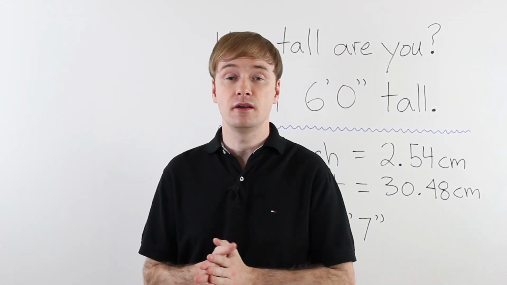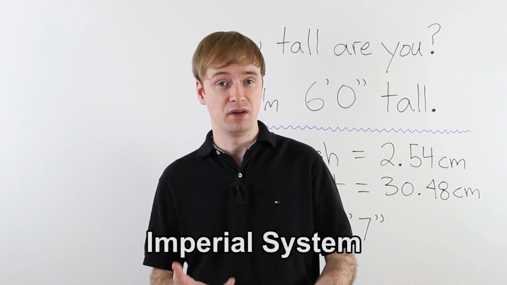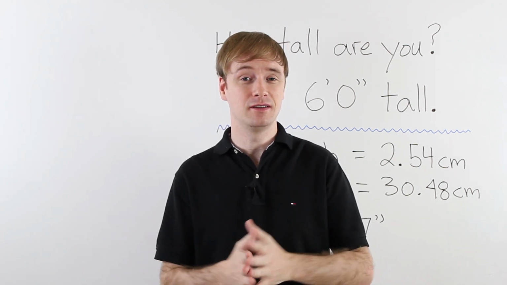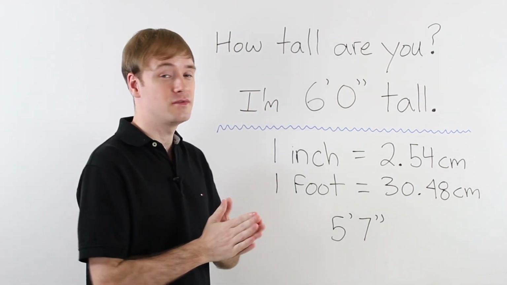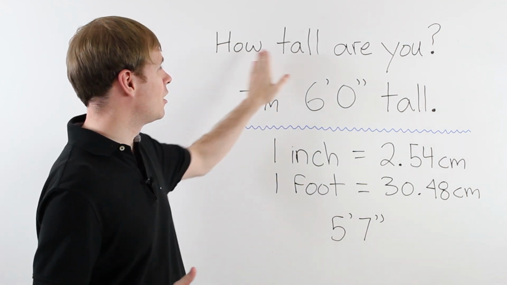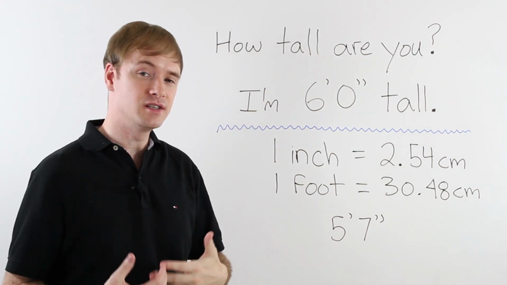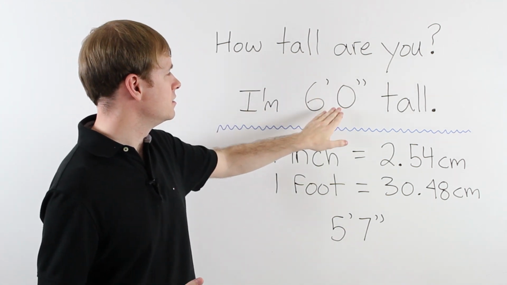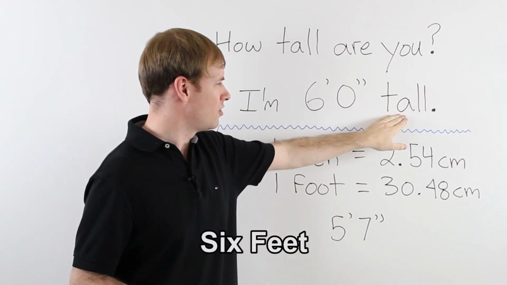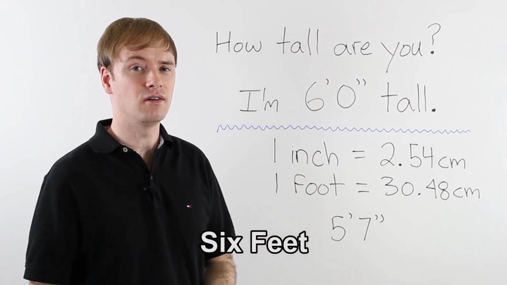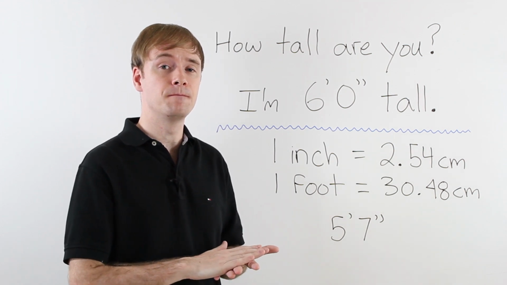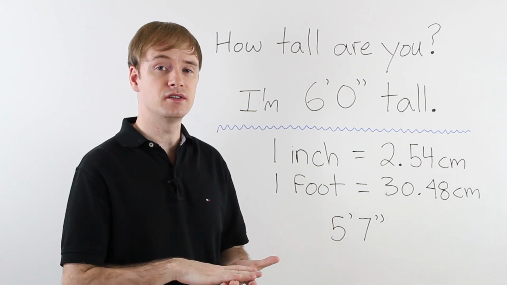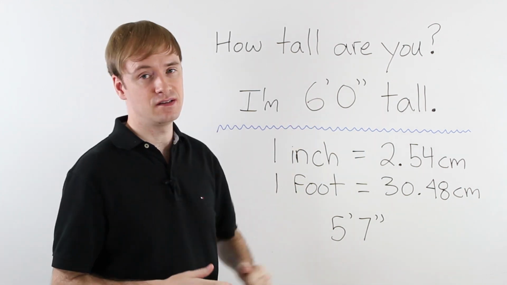All right, let's look at the imperial system now. The imperial system is a little more confusing, so you should listen carefully. I have the same question. How tall are you? But the answer is expressed very differently. I'm 6 feet tall. In the metric system, I'm 183 centimeters tall, while in the imperial system, I would express that I'm 6 feet tall.